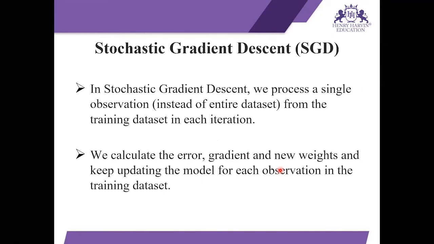What is stochastic gradient descent? In stochastic gradient descent, we process a single observation instead of the entire data set from the training data set in each iteration. So we calculate the error, gradient, and new weights, and update the model for each observation in the training data set. This is a changed version of the gradient descent method where the model parameters are updated on every iteration. It means that after every training sample, the loss function is tested and the model is updated.